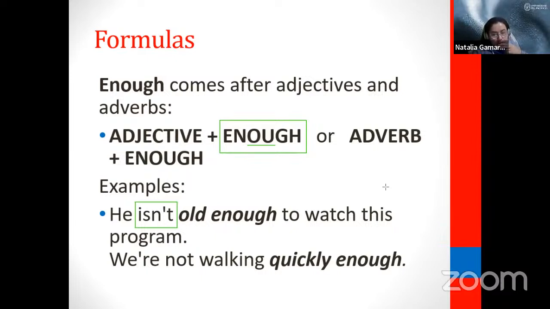My room isn't organized enough to invite to my friends. Okay, good.